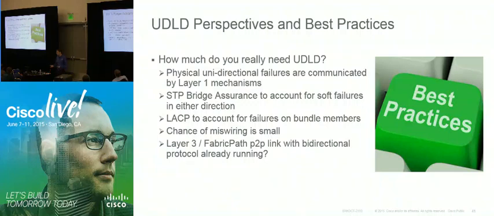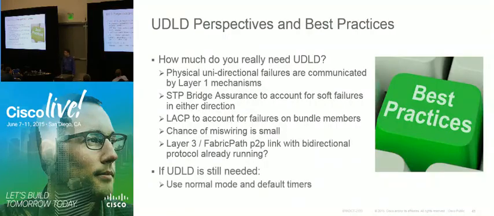But if that doesn't apply to you, then for Layer 3 links and FabricPath, we already have a bidirectional protocol running there. UDLD doesn't do anything extra either. UDLD will time out in, what, like 45 seconds. OSPF and IS-IS will time out in about 40 seconds without any BFD, without tuning any timers. Again, it doesn't help you that much either. Now, if you still have to use UDLD for some of those scenarios, miswiring detection, just keep this in mind: normal mode and use default timers.